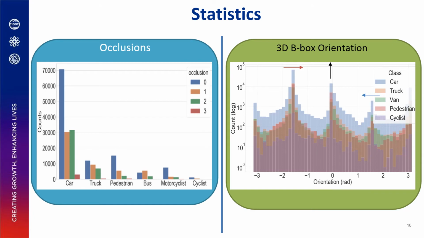Over here, we show the 3D bounding box orientation. 0 radians refers to the cars in front of us. Minus 90 degrees refers to the cars going from left to right, and plus 90 degrees refers to cars or other objects going from right to left.